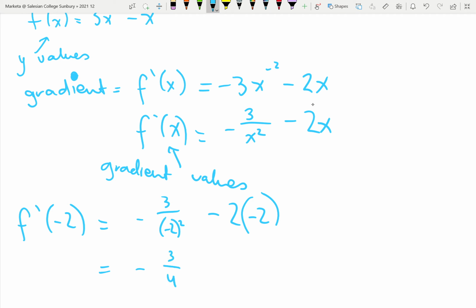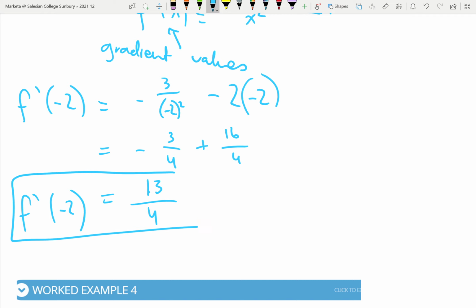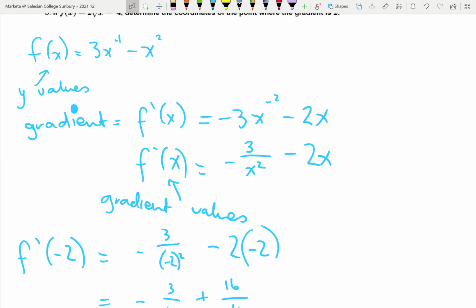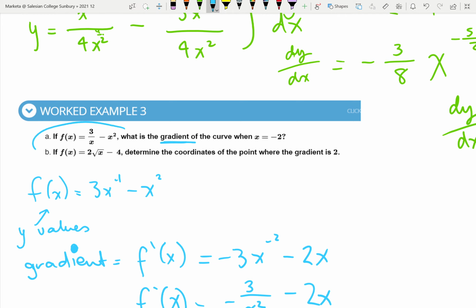-3/4. -2 times -2 is +4, which is +16 on 4. -3 plus 16 is 13 on 4. So we can say f dash of -2 is 13 on 4. The gradient when x is -2 is 13 on 4. The y value when x is -2 is not 13 on 4. To find that, you would need to sub it into the y equation, the equation that gives your y values.